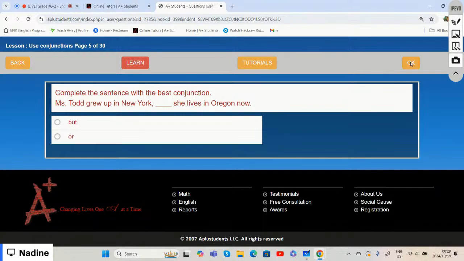All right, and we can say Miss Todd grew up in New York. Do we say but she lives in Oregon now? Or do we say or she lives in Oregon now? Which option is correct? Option A, the first one, or the second one? So we must choose but or or.